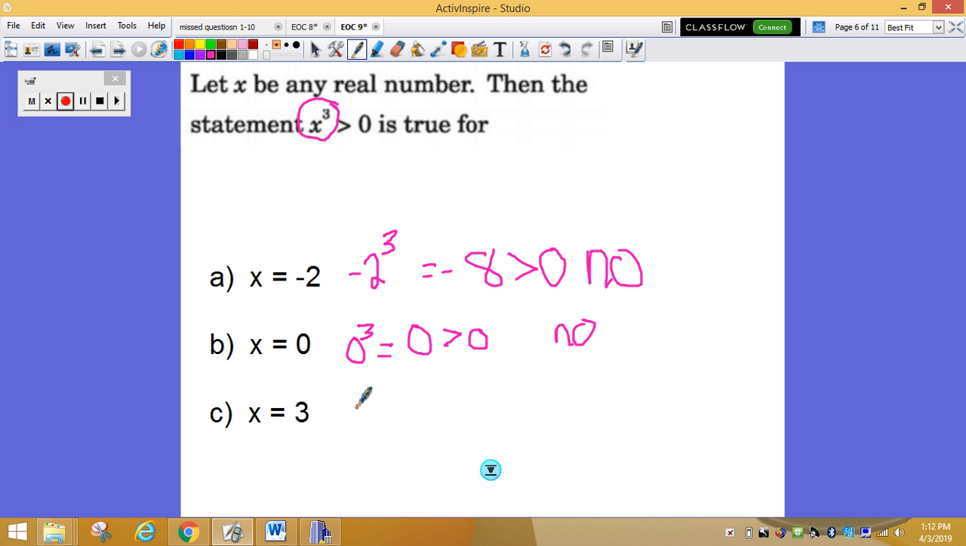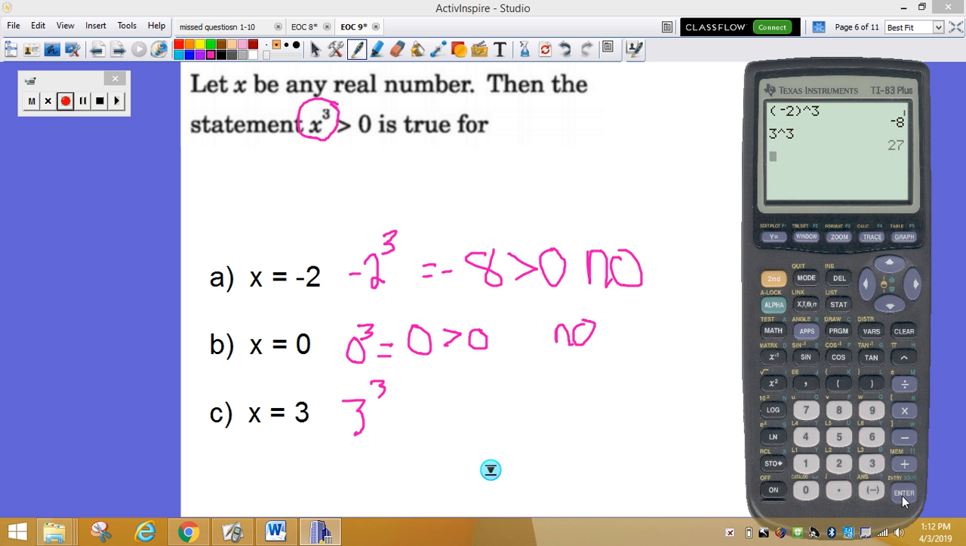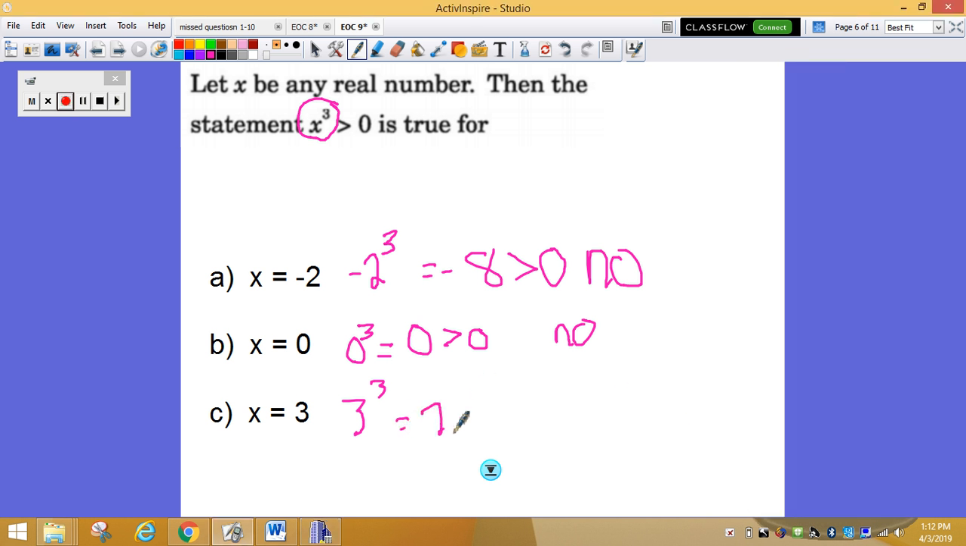Let's try positive 3. If I do 3 to the third, I get 27. Is 27 bigger than 0? Yes. So this was only true for C, right? A was wrong and B was wrong, because for A I got a negative and for B I got a 0. So C was the only one that worked.